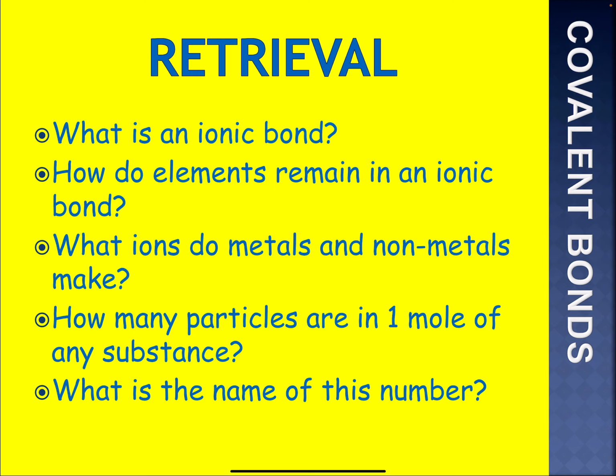What's an ionic bond? It's a bond between a metal and a non-metal ion. It's a bond between a positive ion and a negative ion. Opposite charges attract. How do elements remain in an ionic bond? They remain as ions. What ions do metals and non-metals make? Metals make positive ions, non-metals make negative ions.